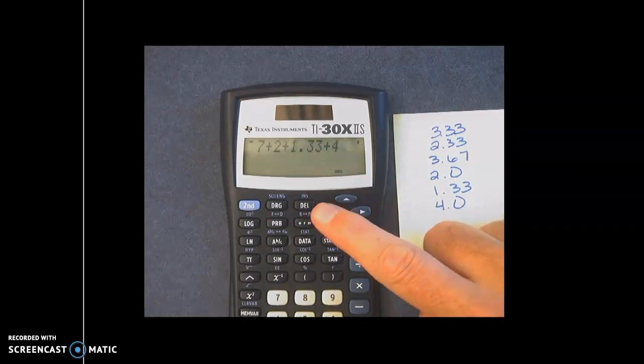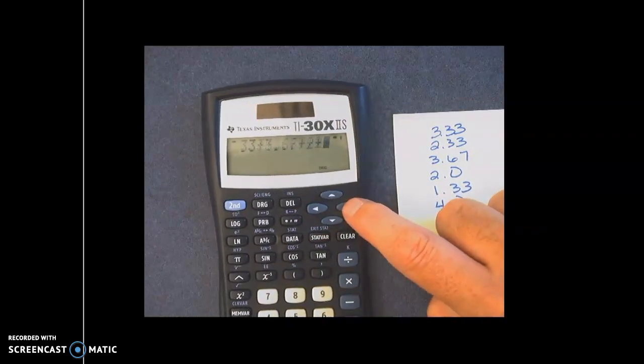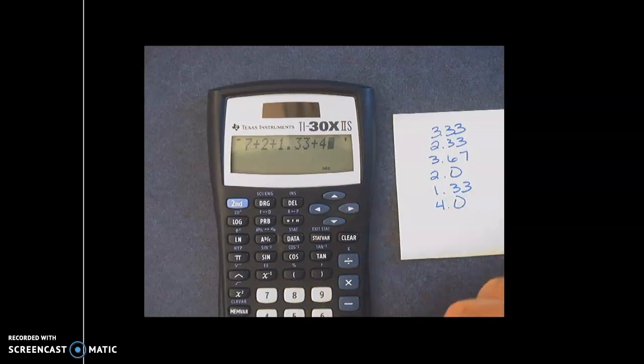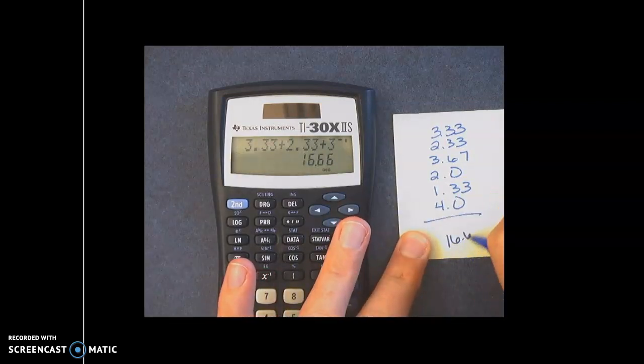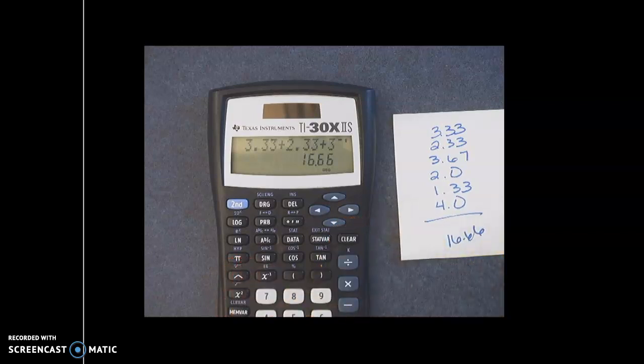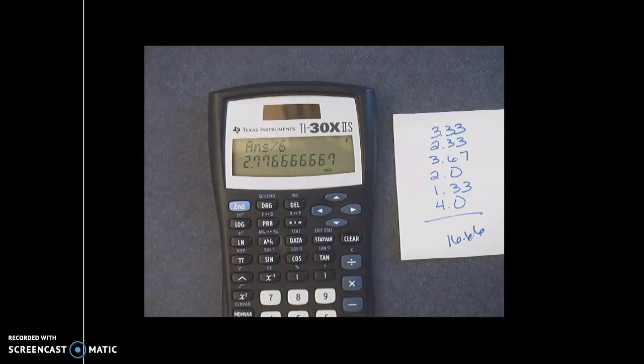So here is my calculator just adding up these 6 scores. So I'm just going to add them all up. When I get done adding them all up, I'm just going to hit enter, and that's going to give me the sum. So if I added them all up, it gave me 16.66. So that's all of these scores added up. I'm going to take that answer and divide it by 6.